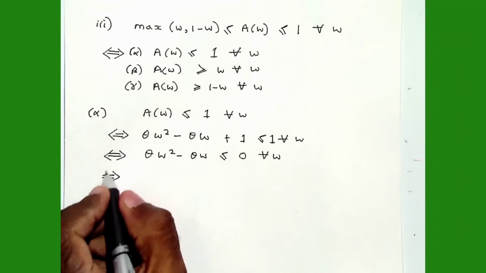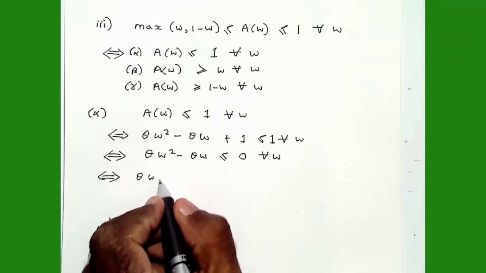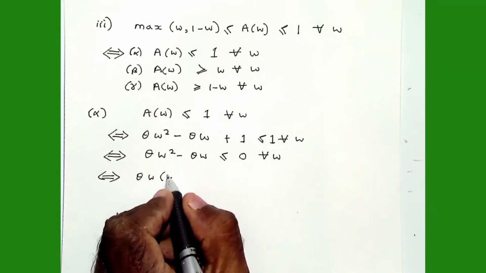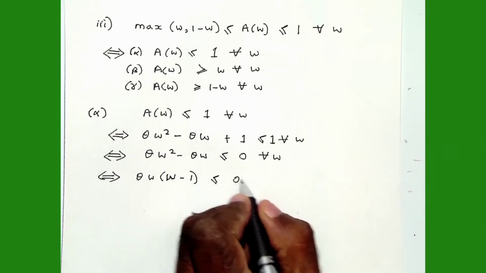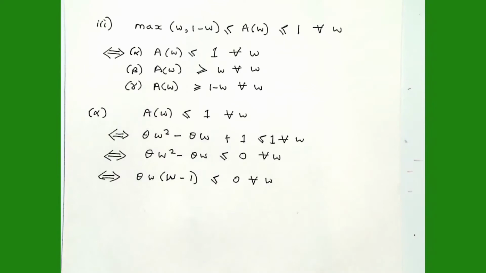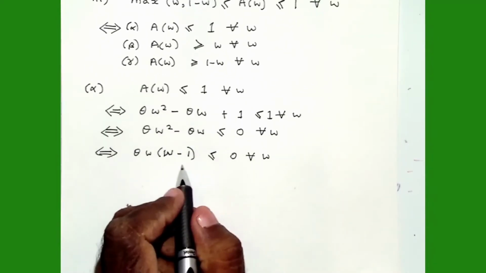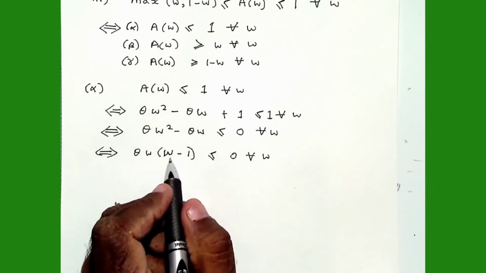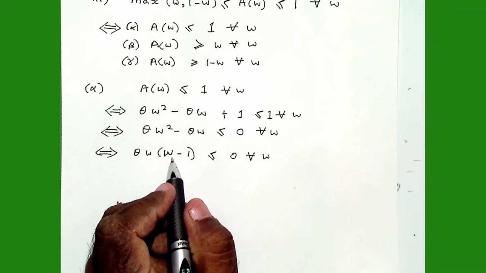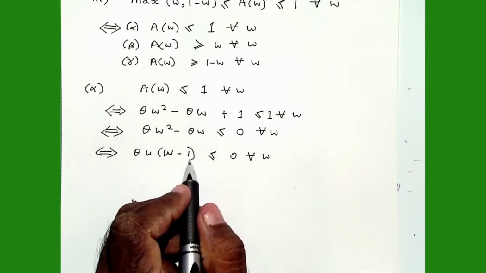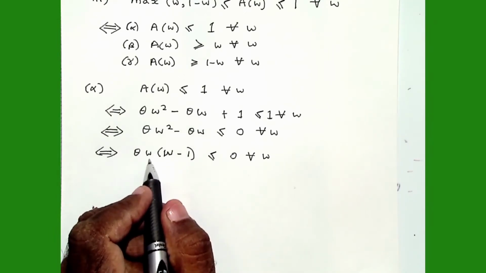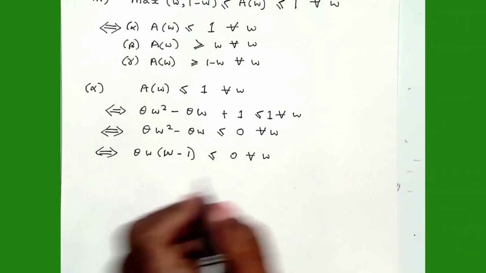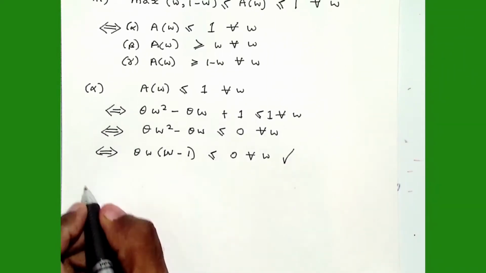Okay, now this you can write as this, and this is always less than or equal to 0, because w, as you know, is a number between 0 and 1, right? So w minus 1 is always less than or equal to 0. Theta is a positive number, w is a non-negative number, so this is always true, right?